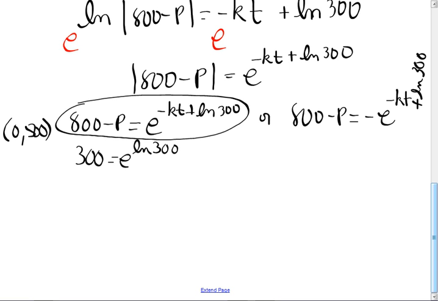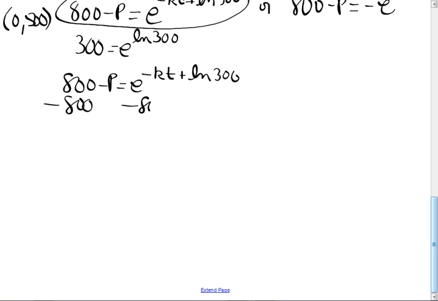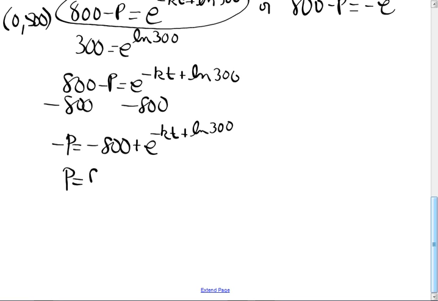But we're not done. We still have to solve for p. It's not hard, but it's lengthy. So we're going to subtract 800 from both sides. It's just a lot of bookkeeping. Minus p equals negative 800 plus e to the minus kt plus the log of 300. Then divide by the negative sign. And if you think about it, this makes sense. The wolf population, is it growing? Yeah, it's growing, isn't it?